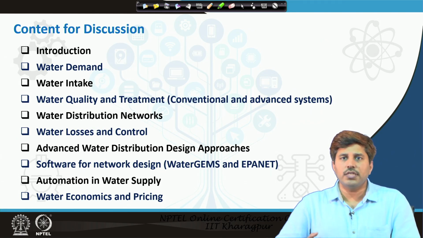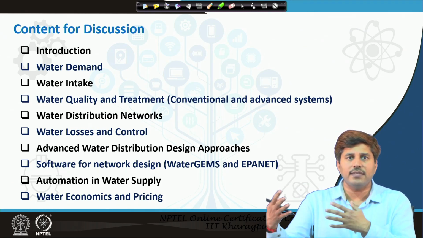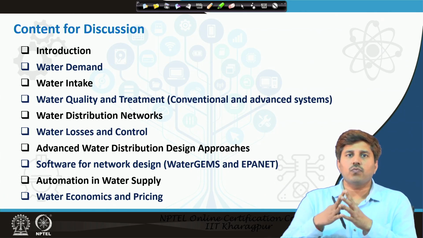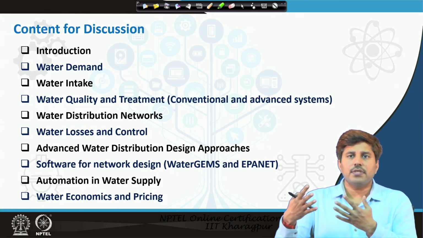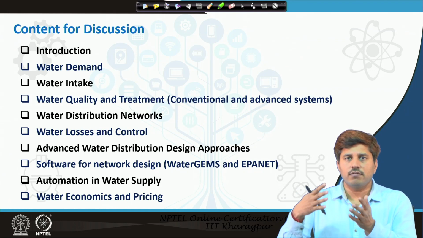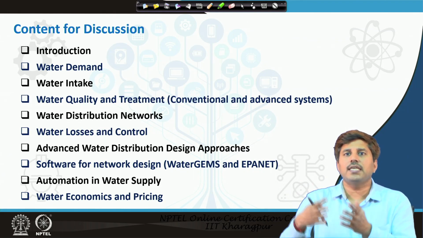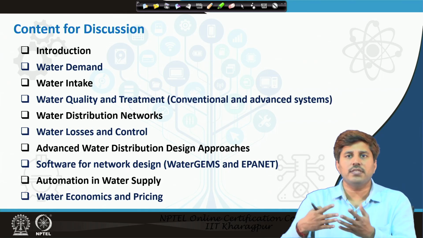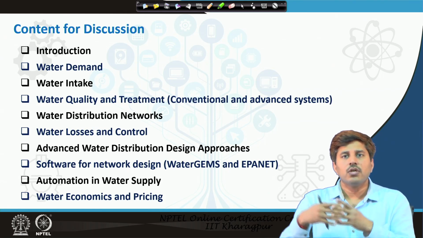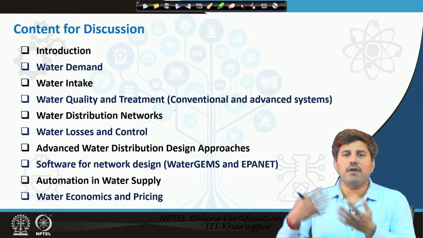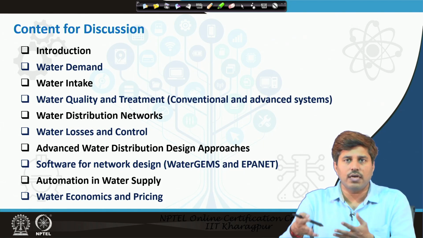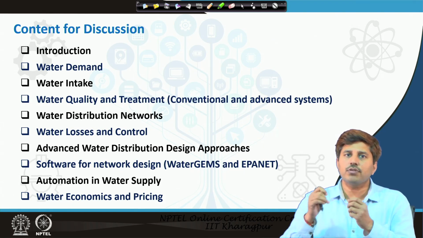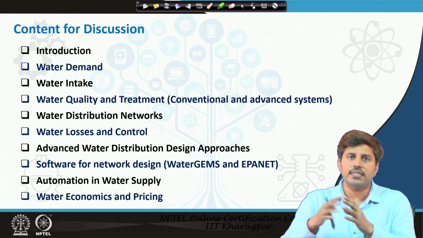Then we will go to the distribution network. What is the layout of the network and how a distribution network is planned. We will discuss water losses and controls, because once water is withdrawn, in India particularly, in several cities the water loss in the distribution is as high as around 40%, and in many places even higher, up to 50%. So, of whatever water is withdrawn from the resources, half of it or almost half of it goes unutilized or wasted through the losses. How to recognize that and how to control that, we will discuss that aspect.